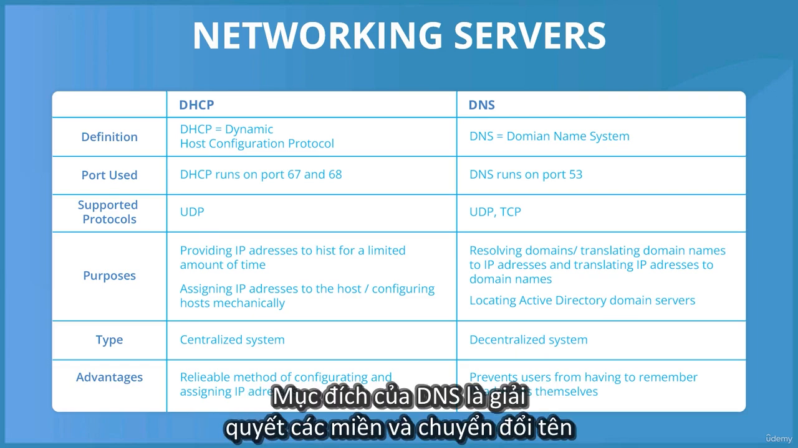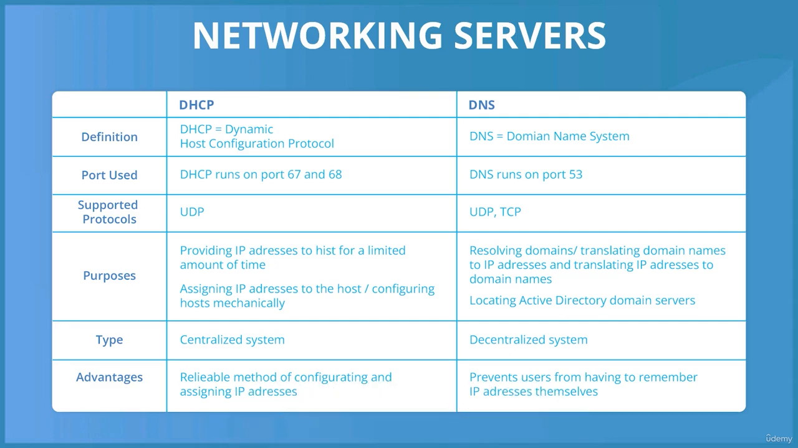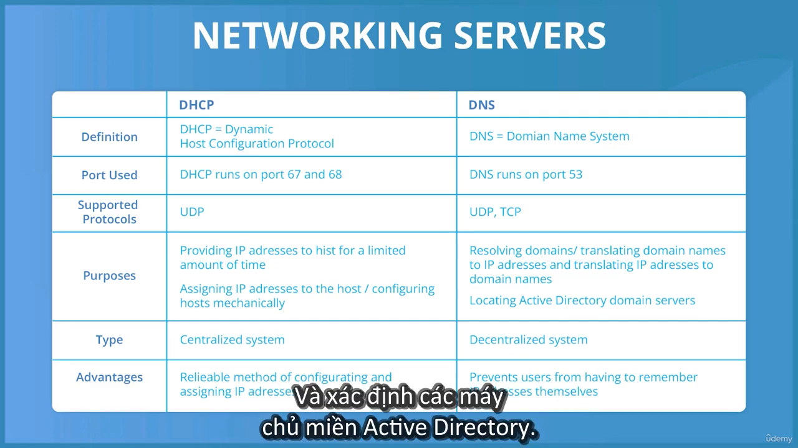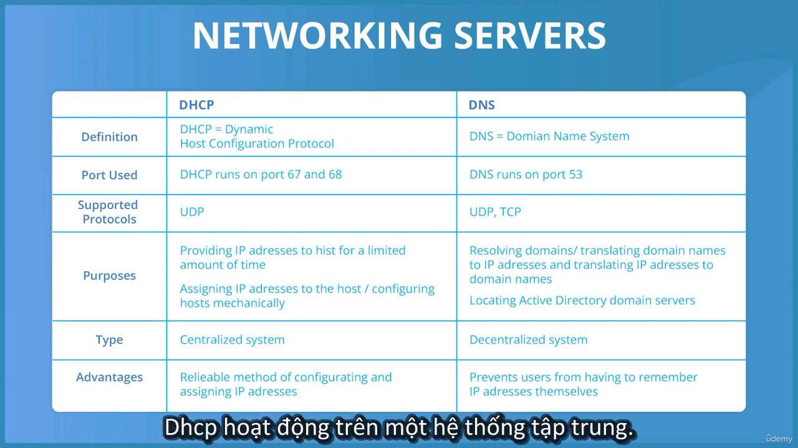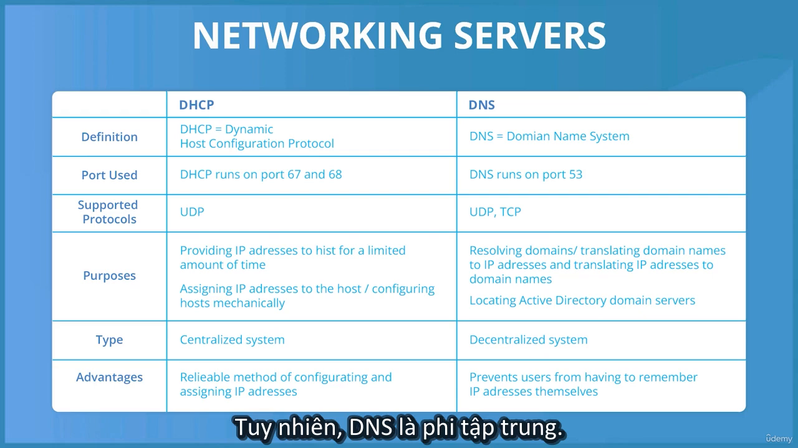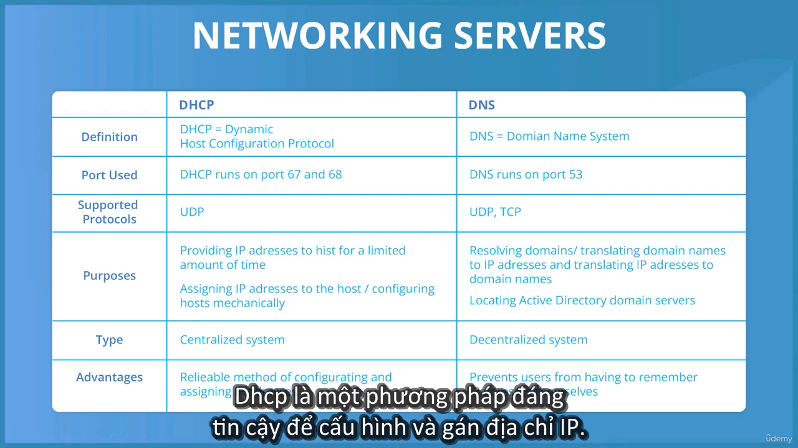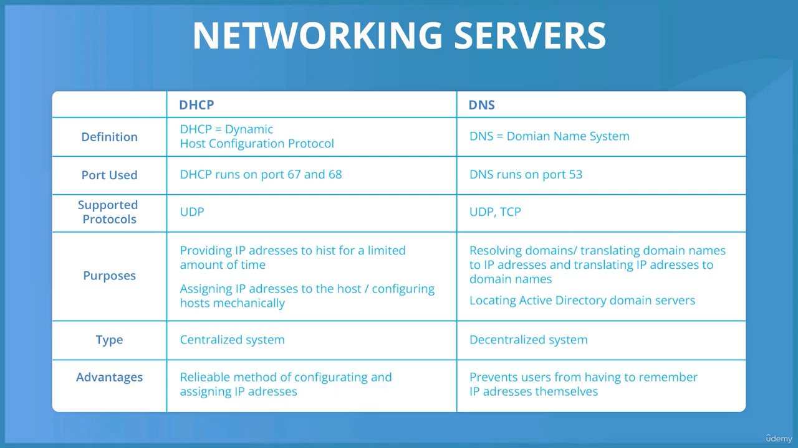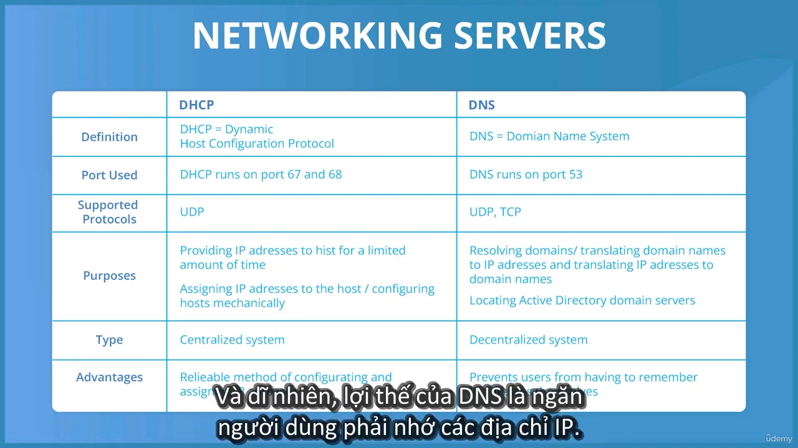The purpose of DNS? Resolving domains and translating domain names to IP addresses, as well as translating IP addresses to domain names. And locating Active Directory domain servers. DHCP runs on a centralized system. DNS, however, is decentralized. DHCP is a reliable method of configuring and assigning IP addresses. And of course, the advantage to DNS is preventing users from having to remember IP addresses themselves.